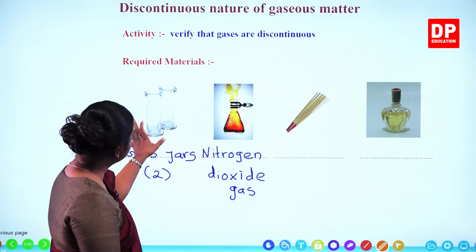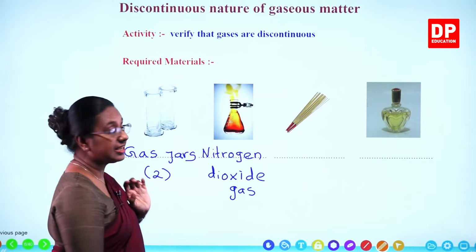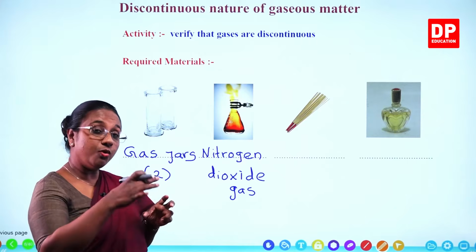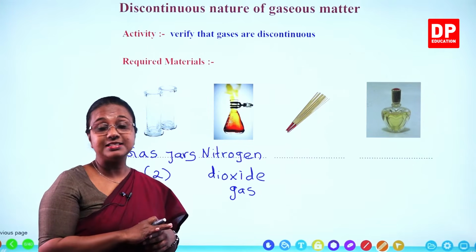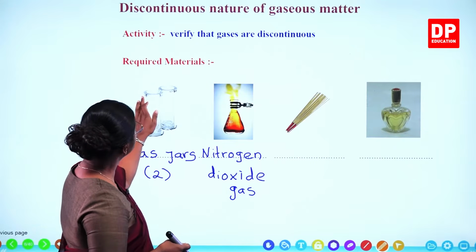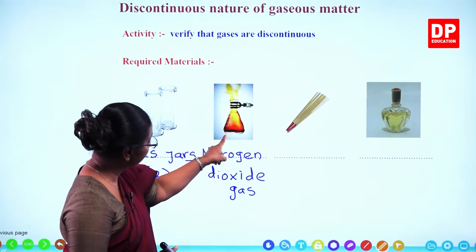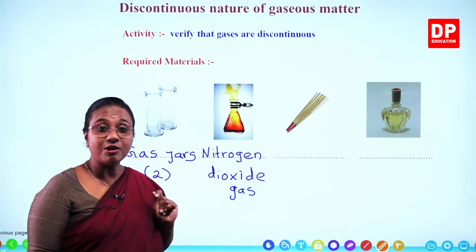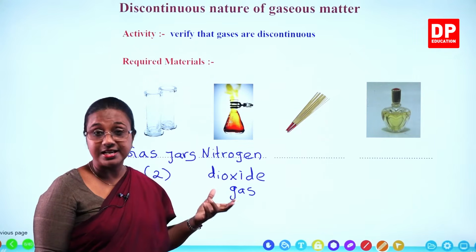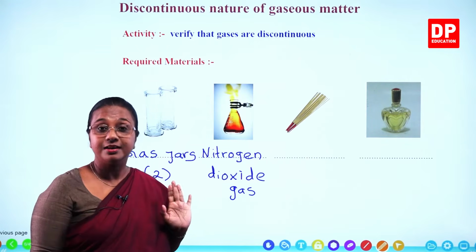So for the first part of the activity, we need 2 gas jars and the nitrogen dioxide gas. We will be producing the nitrogen dioxide gas in the lab, and we will take that into one gas jar. Over that, we place the second gas jar in the inverted position. So the mouths of both the gas jars will be in contact. The colored gas, you can see here, the nitrogen dioxide gas, it's a nice reddish brown color gas. You can see what happens to that color.